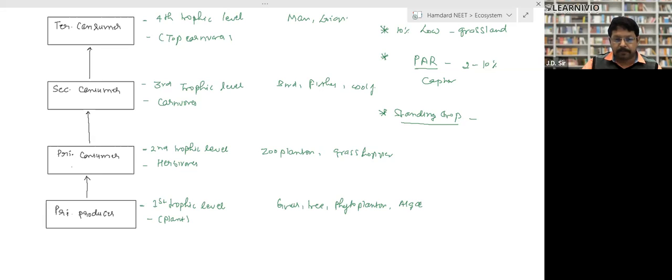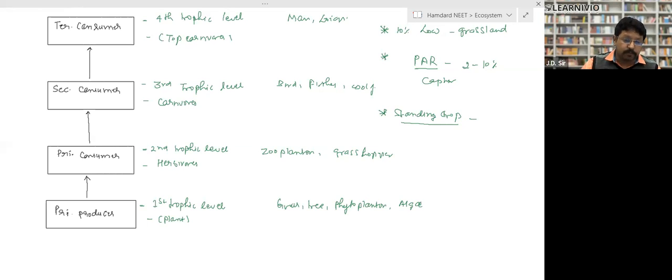Those who are herbivores, who are directly dependent on the plant, are called primary consumers, right? So primary consumers are basically herbivores. They always come in the second trophic level, because in the first trophic level there will always be plants. Then in the second trophic level, there will be herbivores.